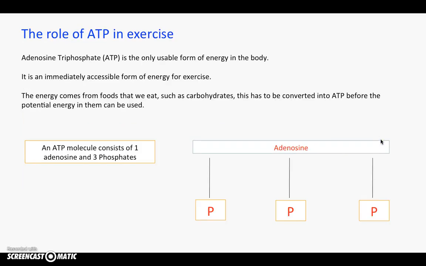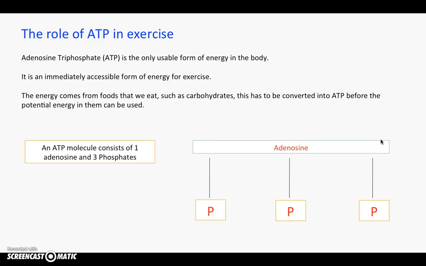So, first of all, the role of ATP in exercise. ATP stands for adenosine triphosphate, and this is the only usable form of energy we have in the body. Okay, this is what we need to create energy, whether it is a marathon, a sprint, or picking up a pen. We need adenosine triphosphate, ATP. It is an immediately accessible form of energy for exercise. Okay, so ATP is within the muscle and it is immediately accessible straight away. However, it doesn't last for very long, and it's something we're going to go on to in a minute.